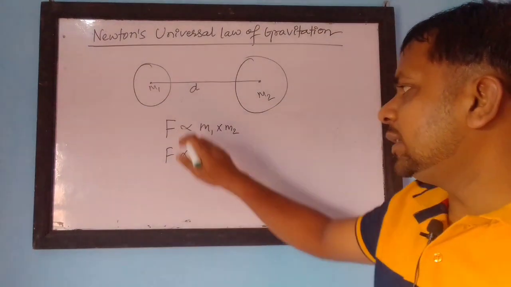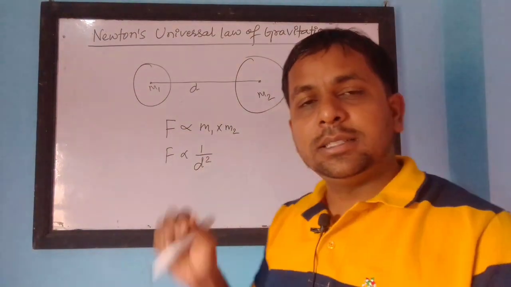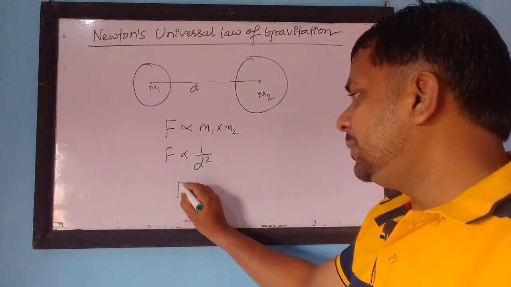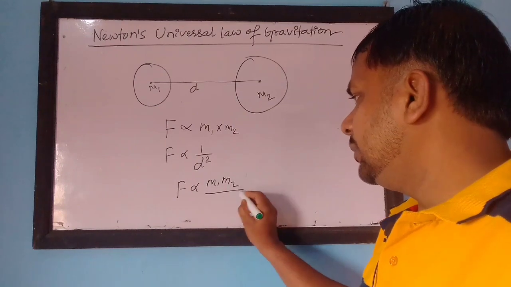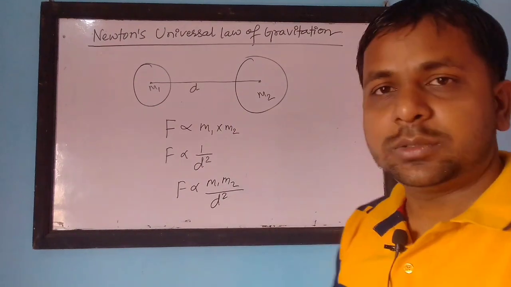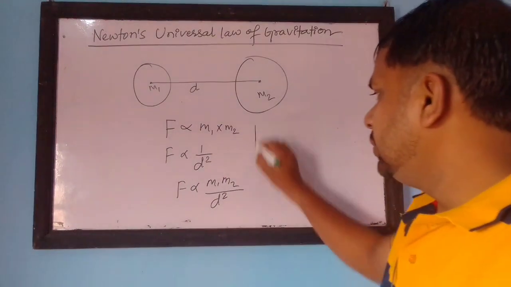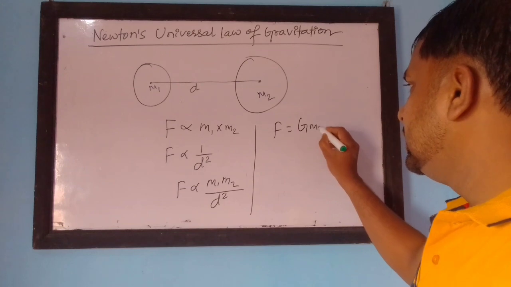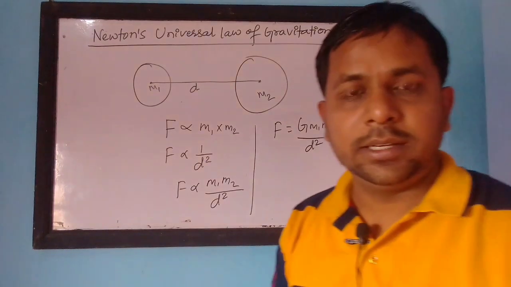When we combine these two equations, we obtain m1 m2 by d square. When we remove the proportional sign, then we get F is equal to G m1 m2 by d square.